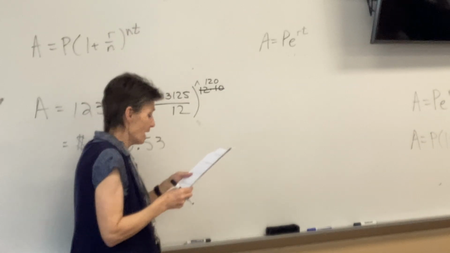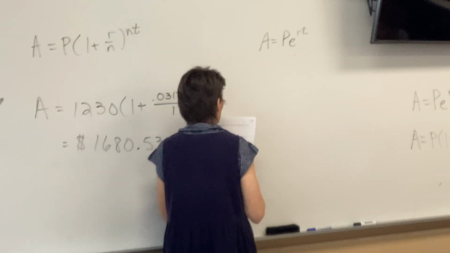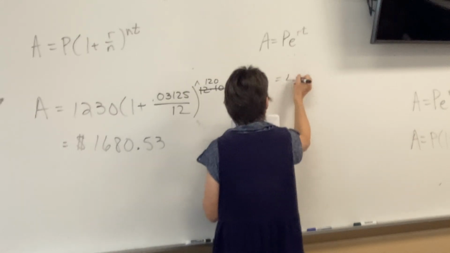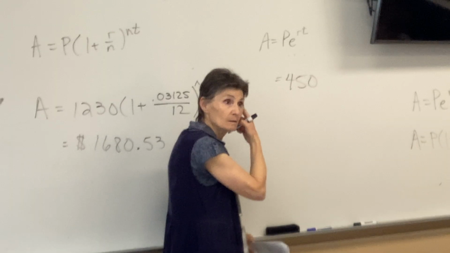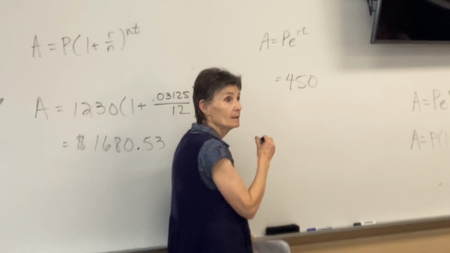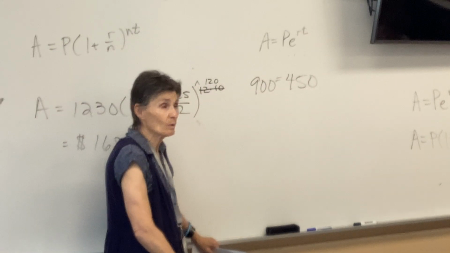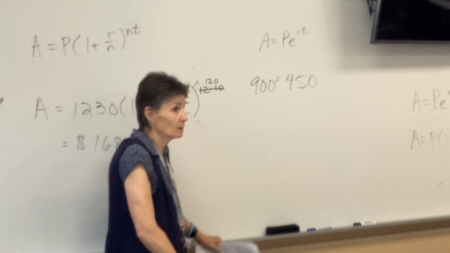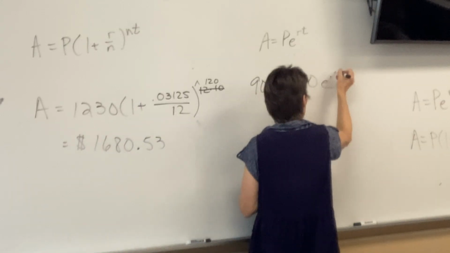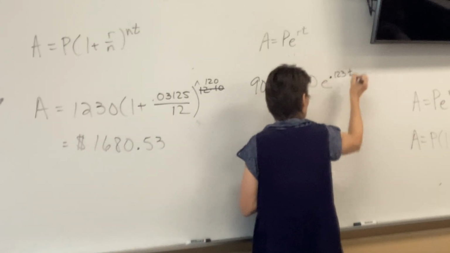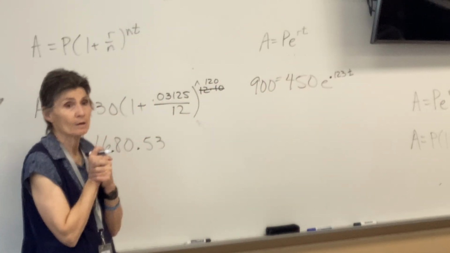So here we go. How long will it take for a population of 450, where does the 450 go? P. To double. So what does that tell me? 2 out in front. I'm going to end up with 900, aren't I? I start with 450 and double it. E, the growth constant is 0.123, and I want to know how long it's going to take, so I am solving for t.